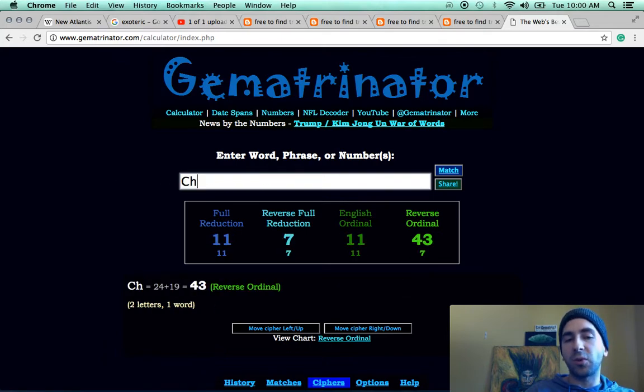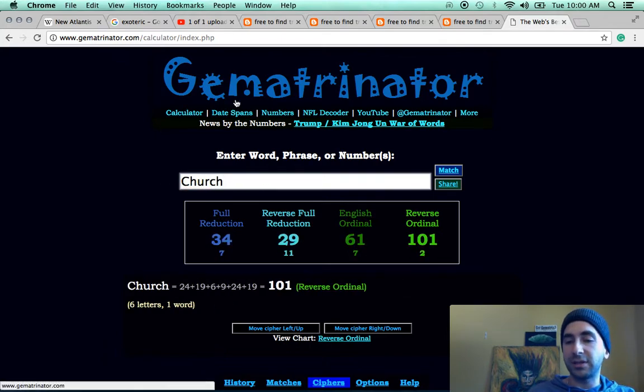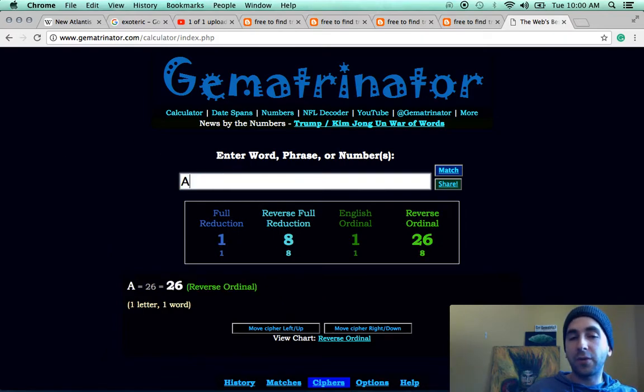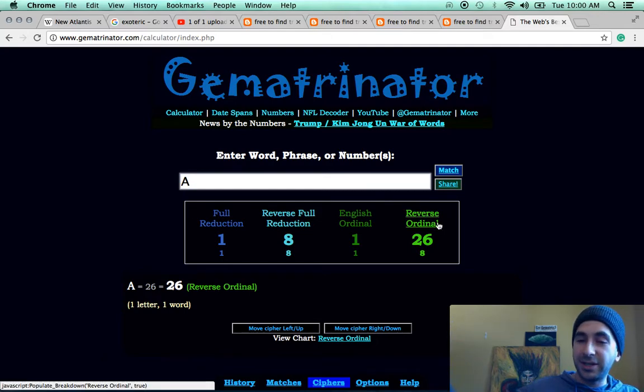I'm going to write the word church. Notice, 61, 101. These ciphers, what they are is the alphabetic order forwards and backwards. A is the first letter. In English ordinal, A counts as 1. Reverse ordinal is where Z is 1 up to A is 26. The alphabet's 26 letters long. Reduction is using the rules of numerology.